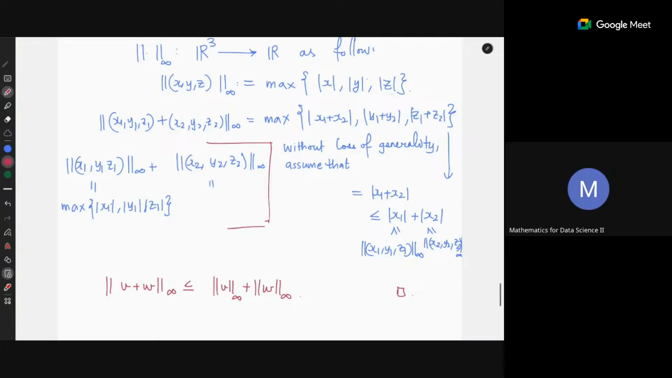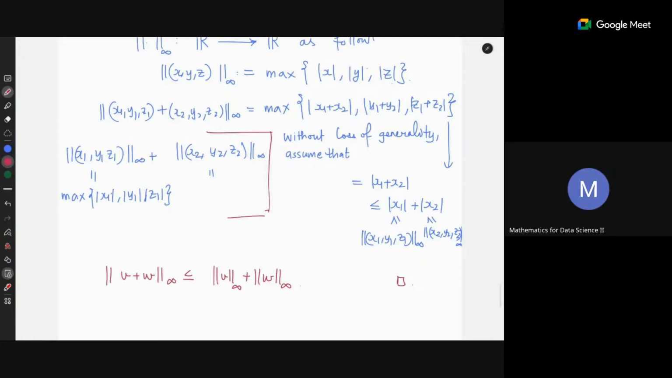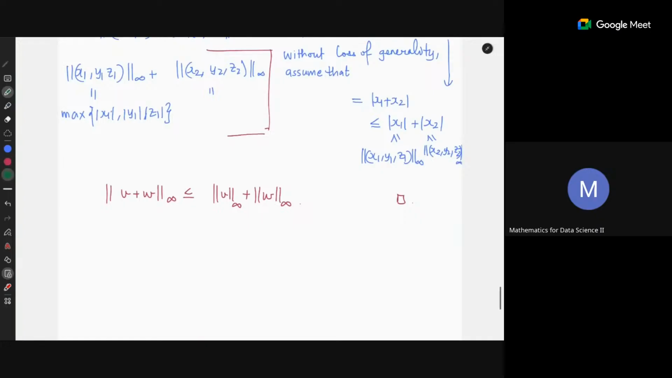The other two conditions I leave for you to work on with this example and find out. So check the other two conditions. Exercise.